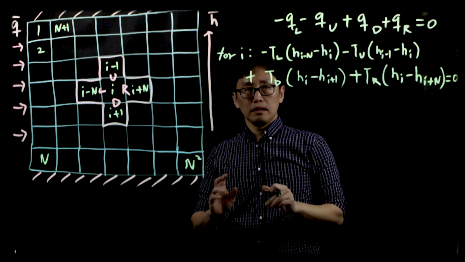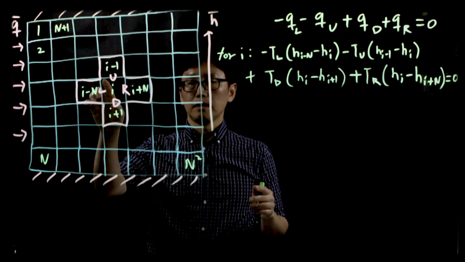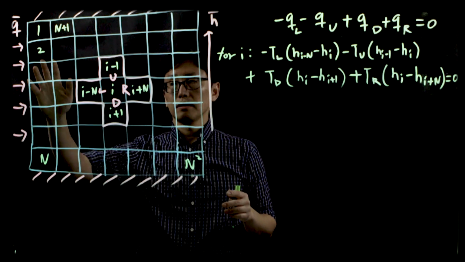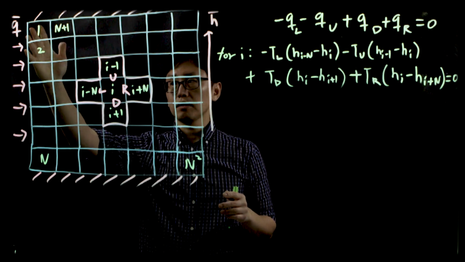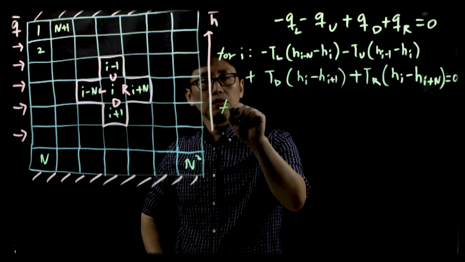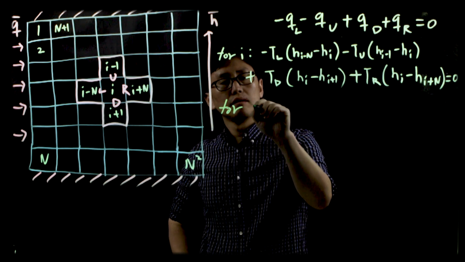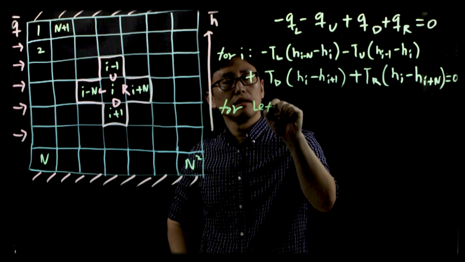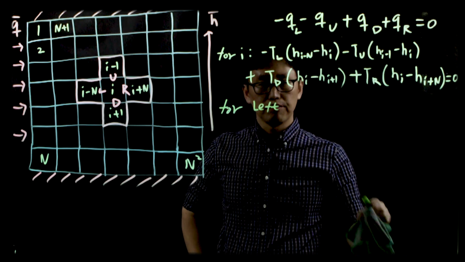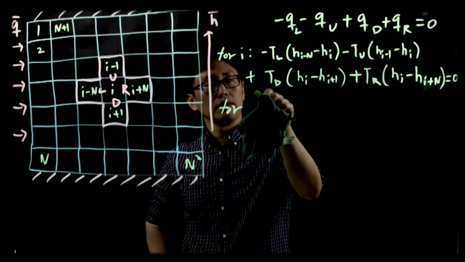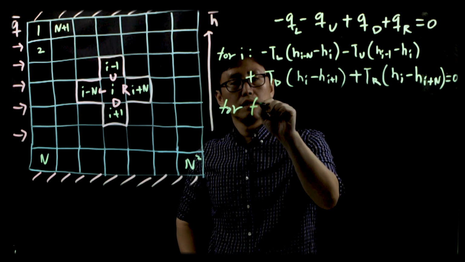And so for the left boundary, the flux boundary cells. Let's denote them as flux boundary cells.